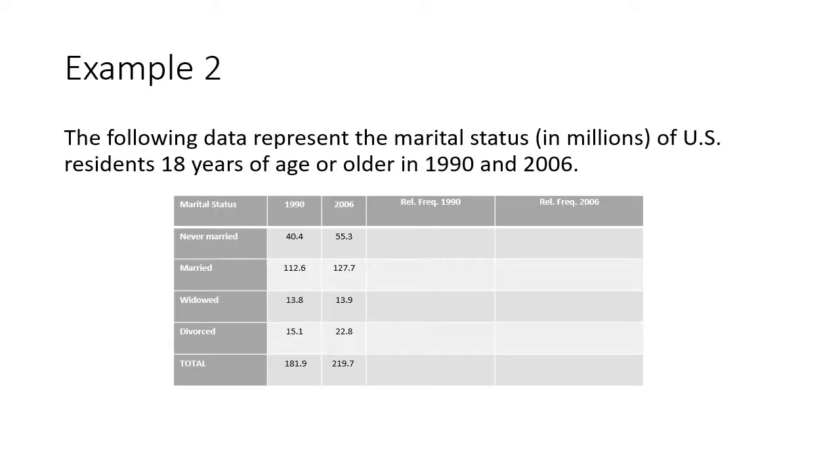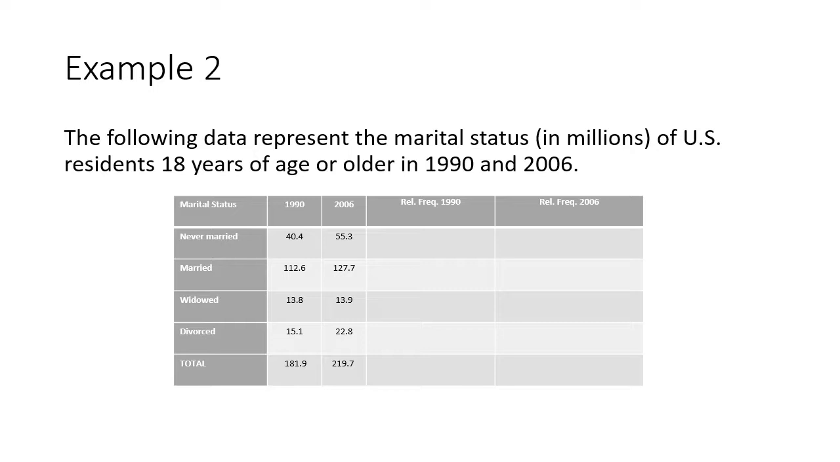So let's take a look at an example. Let's say we want to compare the data on the marital status of U.S. residents 18 years or older, and we want to look at the data from 1990 and then again in 2006, and see if anything changed during that time period. So again, we go through the data, right? We comb through the census data, and we get our numbers in terms of millions of people.